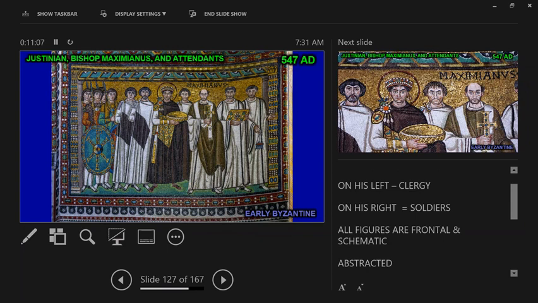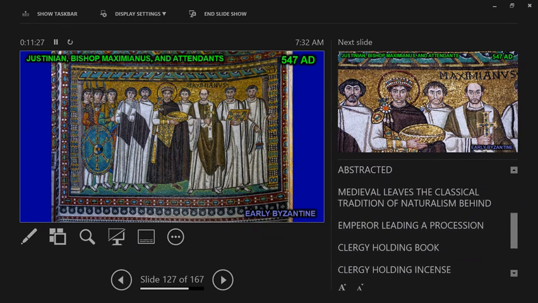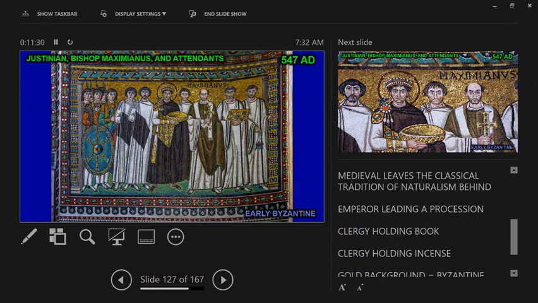All figures are frontal and they're schematic. What I mean by schematic is basically the same thing as iconic. These guys are not realistic, all right? They're not in realistic poses. They're not in a realistic setting. They're not in realistic proportions. They're very abstracted. So we're getting into the medieval era or the Middle Ages, and this area is leaving the classical era behind. The tradition of naturalism is now a thing of the past. This stuff is new. We want things to be iconic.